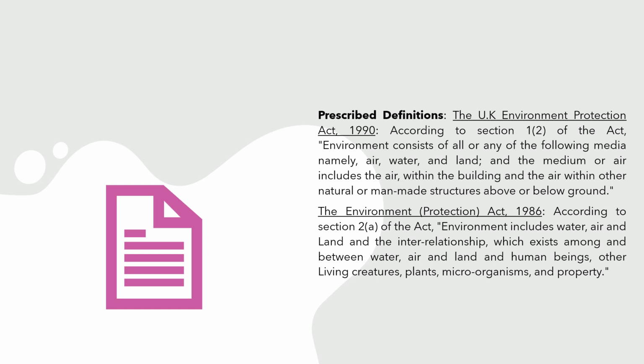And our Indian Environmental Protection Act 1986 defines environment in section 2(a) of the act as: environment includes water, air and land, and the interrelationship which exists among and between water, air and land and human beings and other living creatures, plants, microorganisms and property. So the interaction between water, air, land, that means hydrosphere, atmosphere, lithosphere, and among them human beings, not only human beings, every living creature. That means the interaction between hydrosphere, atmosphere, lithosphere and biosphere is called environment.